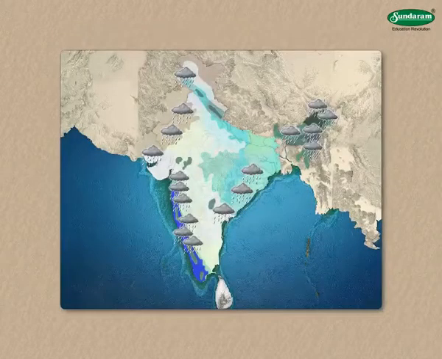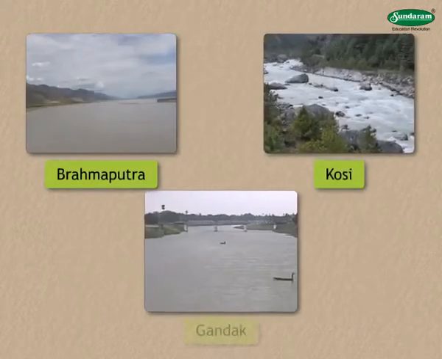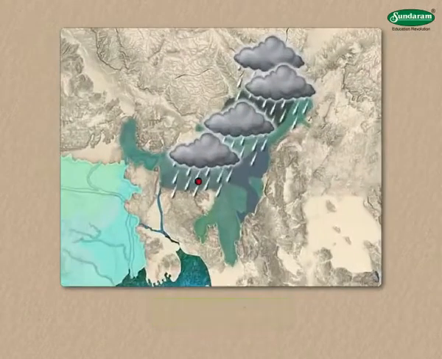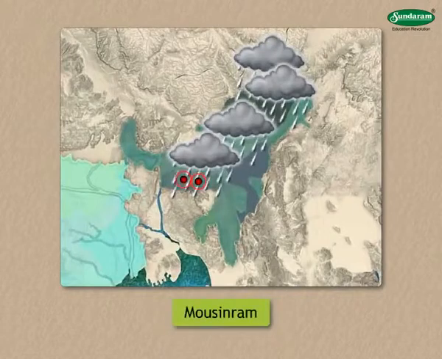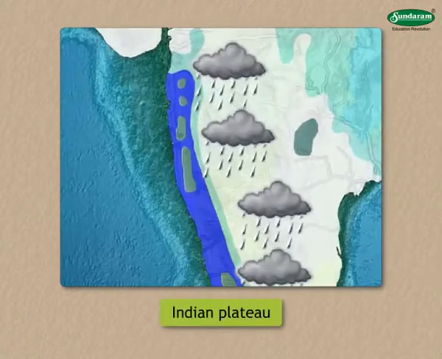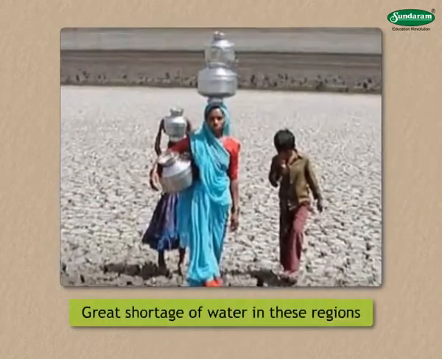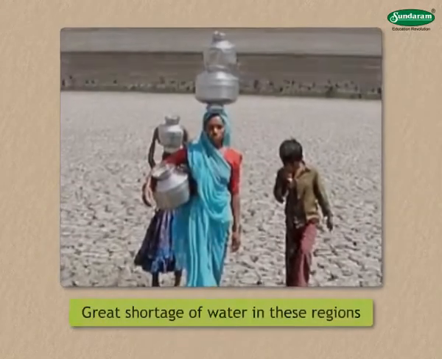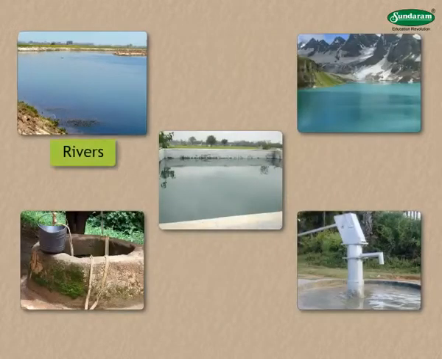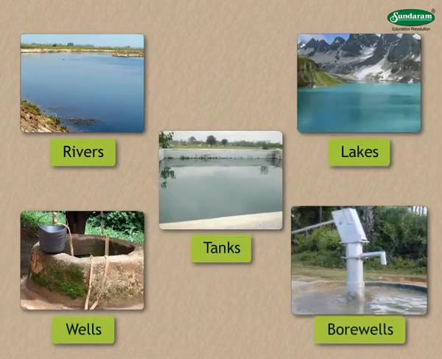The unequal distribution of rainfall in India causes the Brahmaputra, Kosi and the Gandak to flood. The heaviest rainfall is at Cherrapunji and Mausinram. In Rajasthan and to the east of Western Ghats on the Indian plateau, the rainfall is very scanty. Hence, there is a great shortage of water in these regions. In India, water resources are utilized mainly through rivers, lakes, natural and artificial tanks, wells and bore wells.